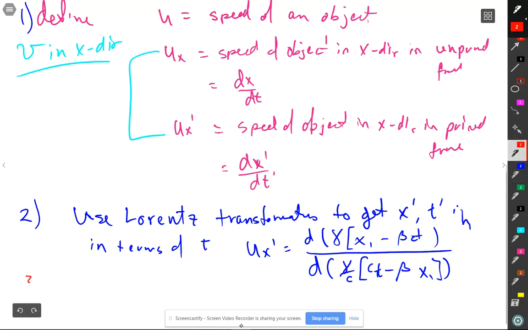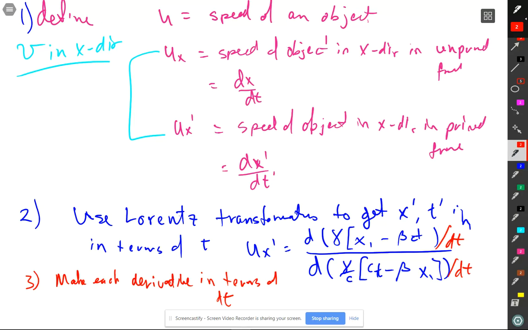Step 3. Make each derivative in terms of dt. So that means I'm going to make this dt and dt. So I took the top one and made it d with respect to time, bottom one with respect to time. And then x1 over dt, well, that would just be dx dt. And dt over dt is just 1. Likewise in the bottom.